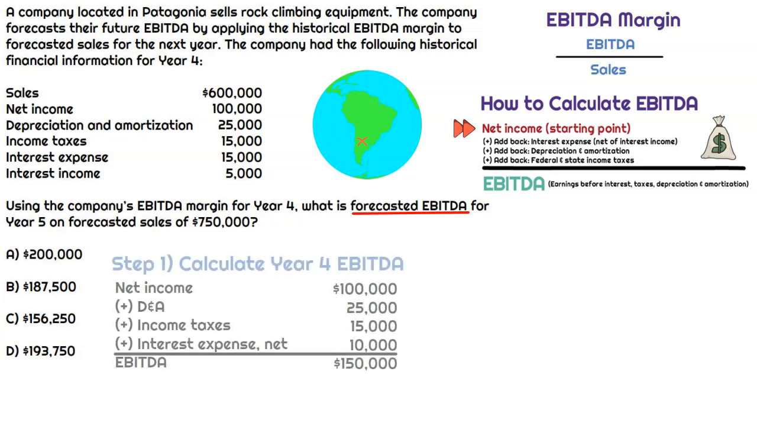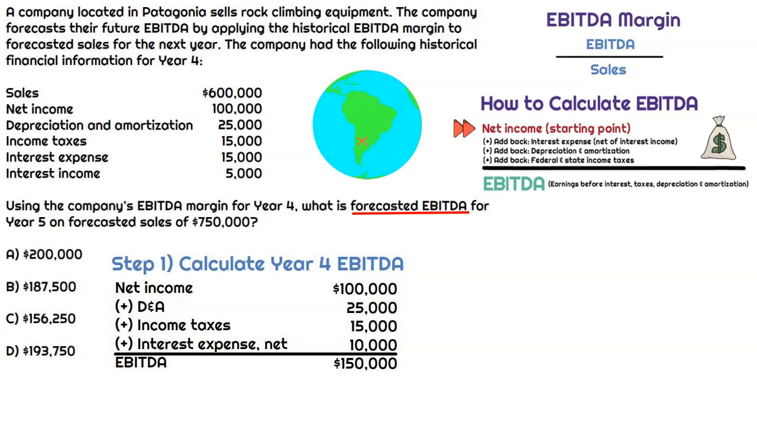So for step one, let's go ahead and calculate the year 4 EBITDA. Starting with net income of $100,000, we'll add back depreciation and amortization, which is known as D&A, and that is $25,000. And then we'll add back income taxes of $15,000, and then we need to add back both the interest expense net of interest income, right? So there is a little wrinkle there. It's going to be an add back of a net of $10,000. So that results in EBITDA of $150,000.